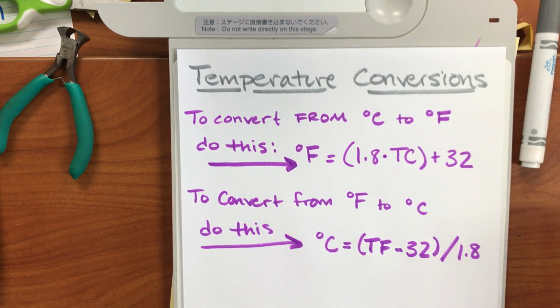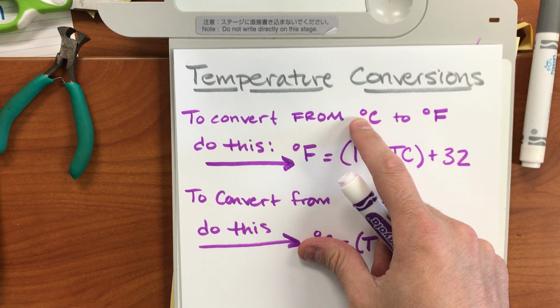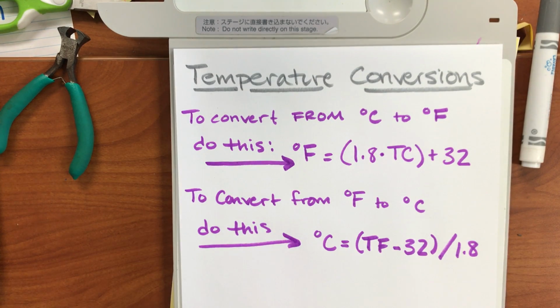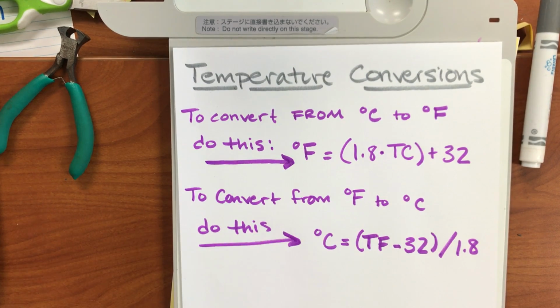All right, here's what I want to look at with you guys today. When we're looking at doing temperature conversions, there's really only two that you need to worry about, and that's going from degrees Celsius into degrees Fahrenheit and from degrees Fahrenheit into degrees Celsius. And the math behind both is pretty simple.